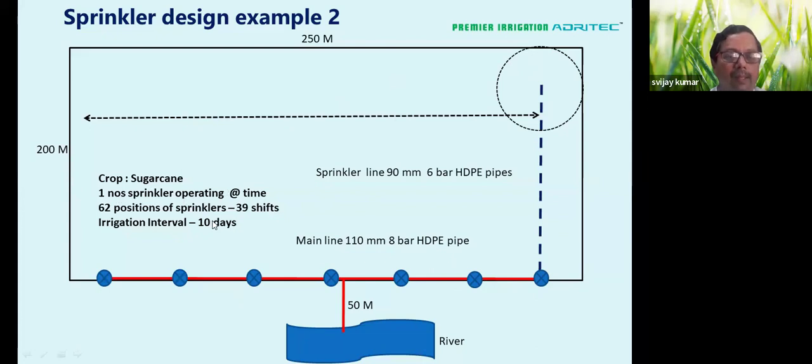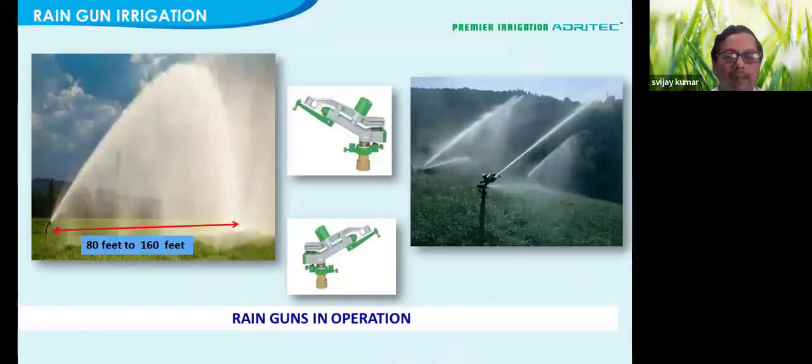So that is how the sprinklers are moved around, and the entire area is going to be covered. The entire area of 5 hectares can be very comfortably covered. This is just to show you how the rain guns work. You can see how beautifully the rain gun is throwing.